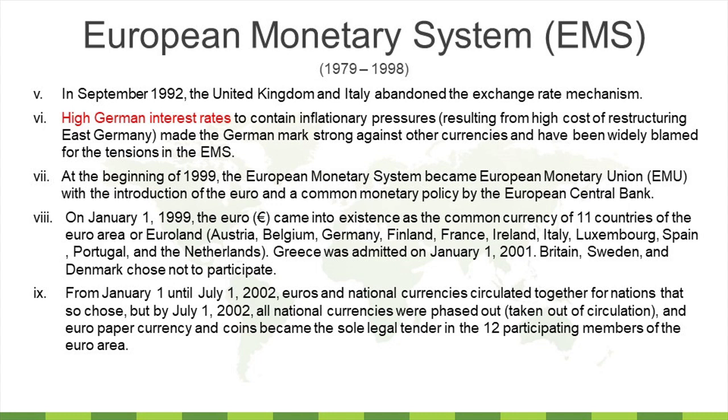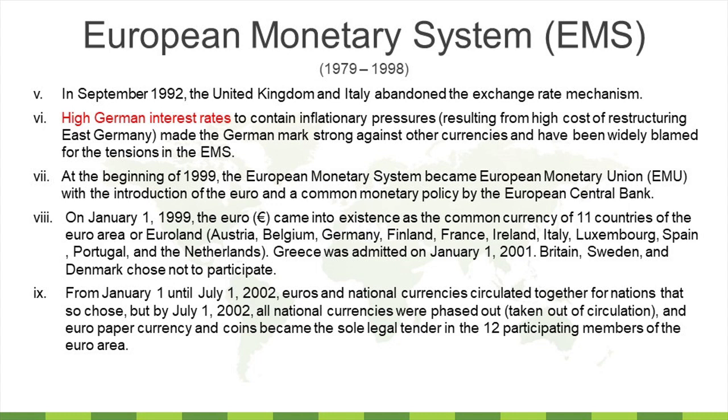8. On January 1, 1999, the euro came into existence as the common currency of 11 countries of the euro area or Euroland. They are Austria, Belgium, Germany, Finland, France, Ireland, Italy, Luxembourg, Spain, Portugal, and the Netherlands. Greece was admitted on January 1, 2001. Britain, Sweden, and Denmark chose not to participate.